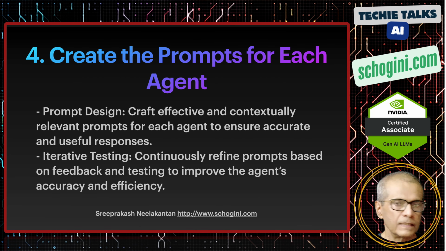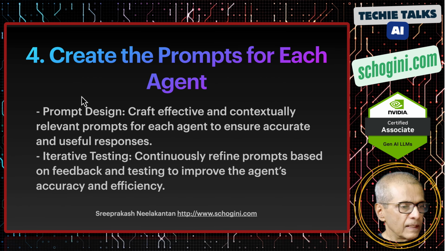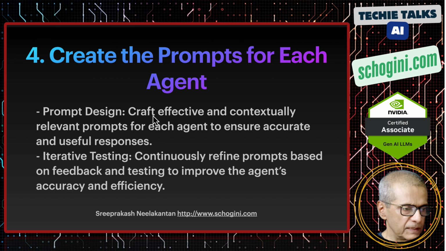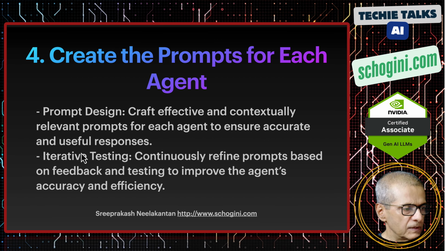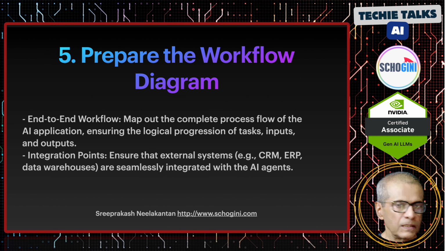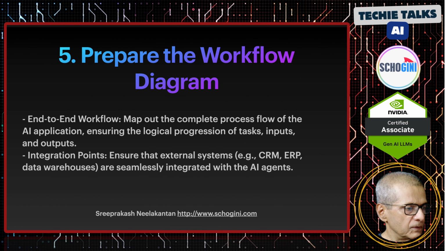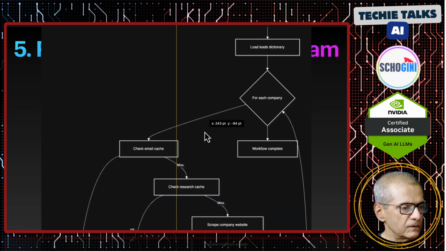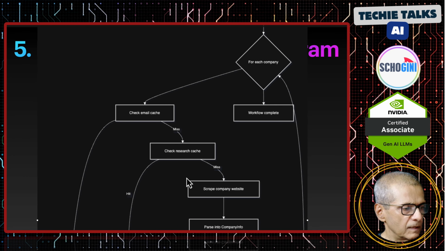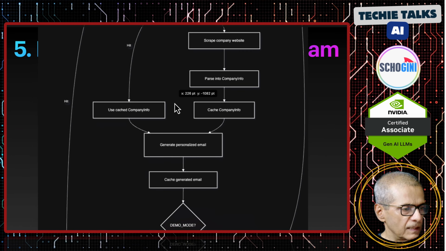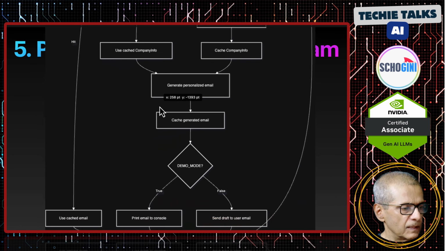Now we are getting into process 4. That is, create prompts for each agent. Prompt design, craft effective, contextually relevant prompts, iterative testing, test your prompts. Then prepare the workflow diagram. So you can build a detailed workflow diagram like this. Here is an example for the startup evaluation workflow that I have created.